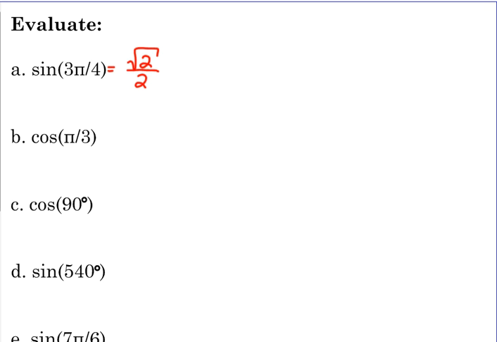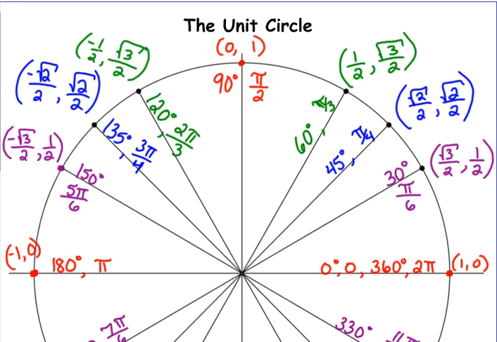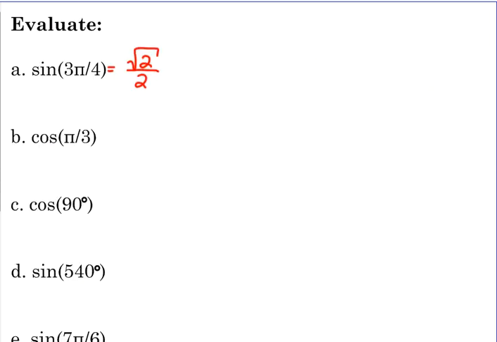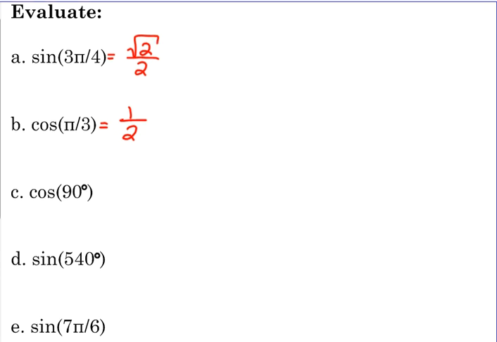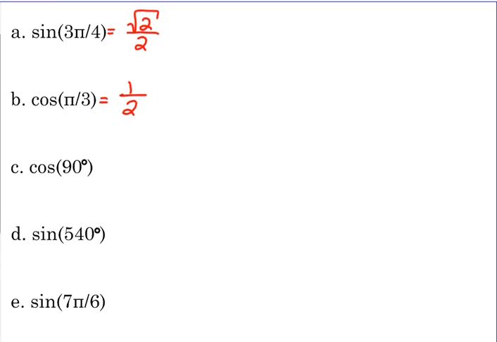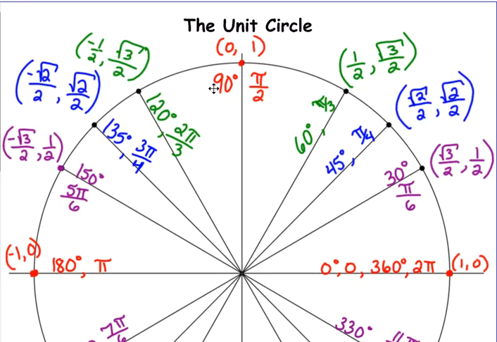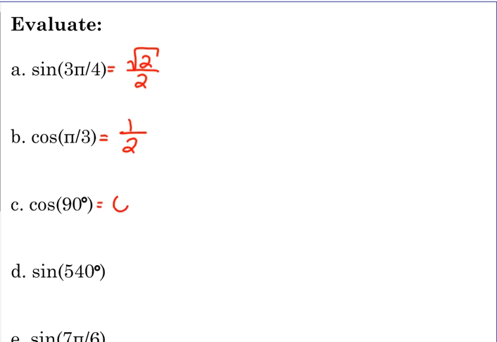All right, so cosine of pi over 3. We find the angle pi over 3 on our unit circle. Cosine is the x-coordinate. So the answer is 1/2. We would get lucky on that one when we typed it into the calculator. It would give you 0.5, so you'd write it as 1/2. Okay, the cosine of 90 degrees. Find 90 degrees. It's the x-coordinate, so that answer is 0.